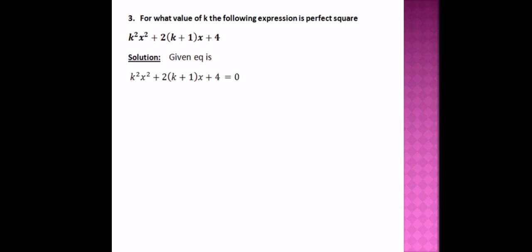Now we will move towards the content number 3 of today's lecture, that is finding the values of unknown terms within the given quadratic equations by using the conditions for the nature of roots of the quadratic equations determined by the discriminant. Question number 3 of exercise 2.1 is, for what value of k the following expression is a perfect square?